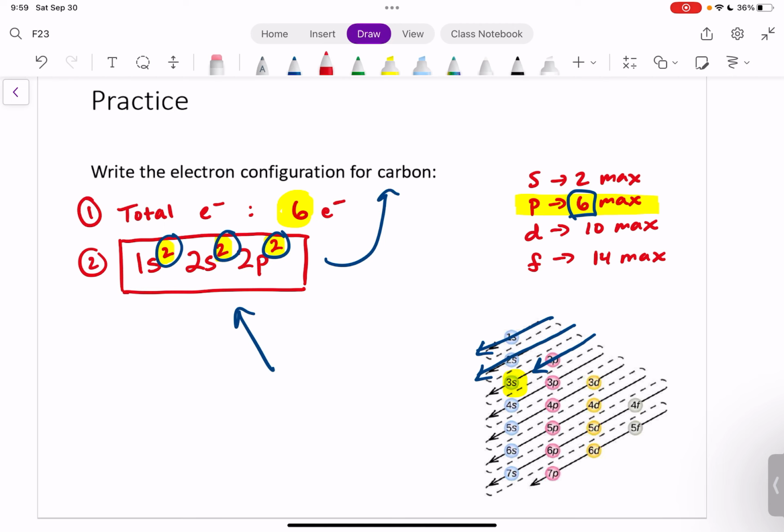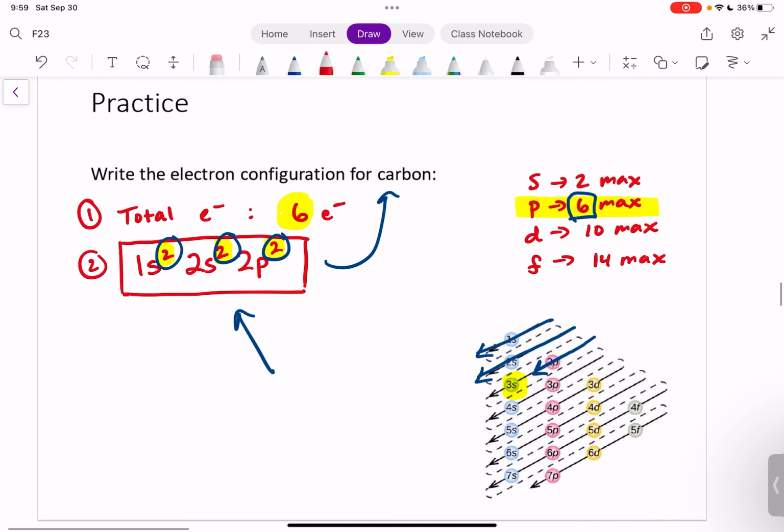All right, so hopefully this is starting to make a little bit of sense. We'll definitely practice it quite a bit, but I'm going to pause the video for now and we'll come back for part 2 of talking about electrons in the next video.